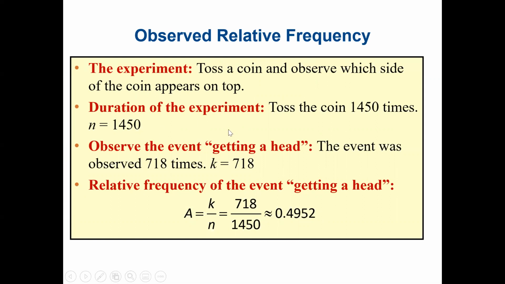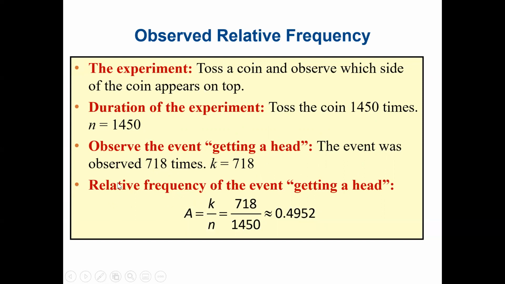Now, the duration of the experiment will be, we are going to toss the coin 1,450 times. So this means n equals 1,450. Now, observe the event getting a head. When we toss the same coin 1,450 times, the head occurs 718 times. So what's the probability of having a head when I toss a coin.